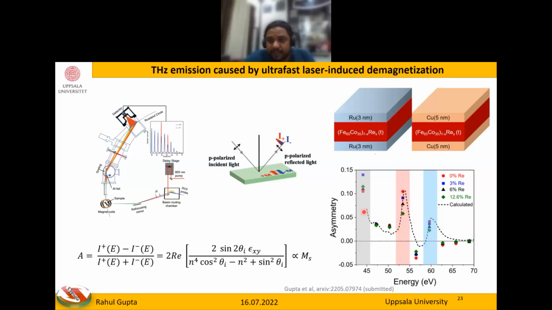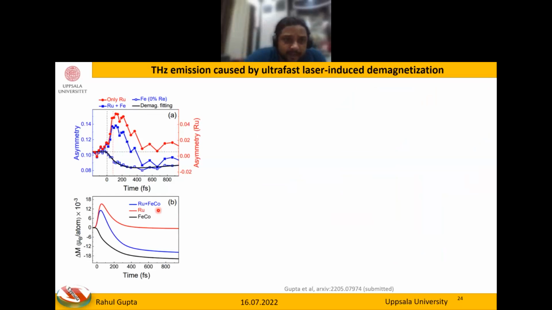However, we have found a surprising thing here. We found larger asymmetry at around 45 electron volts, which might correspond to the ruthenium edge. Then we calculated the asymmetry using some model, where we found that at 45 electron volts there is an enhancement of the asymmetry, which might correspond to the ruthenium. Then we did an asymmetry measurement as a function of time, and what we found is the usual behavior of iron in the undoped sample, which can be explained by the demagnetization, the quenching of the magnetization.